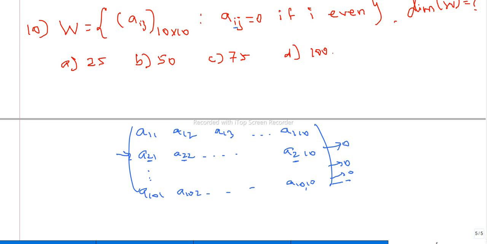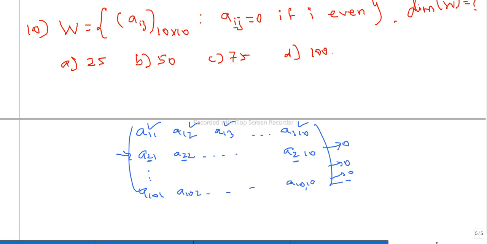And then remaining we have 5 rows. So therefore what is the answer? Each row contains 10 unknowns. So the first row contains this unknown, this unknown, this unknown, up to this unknown. Therefore there are totally 10 unknowns in each row.